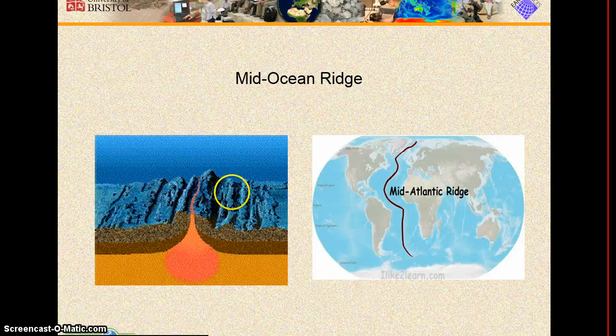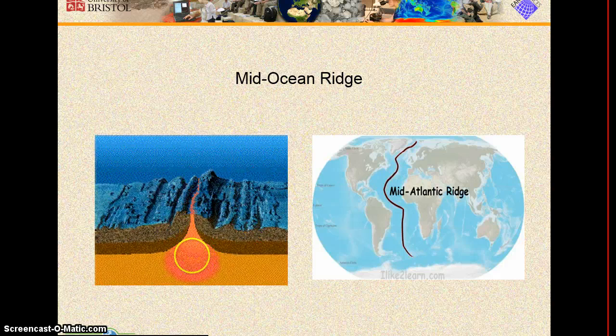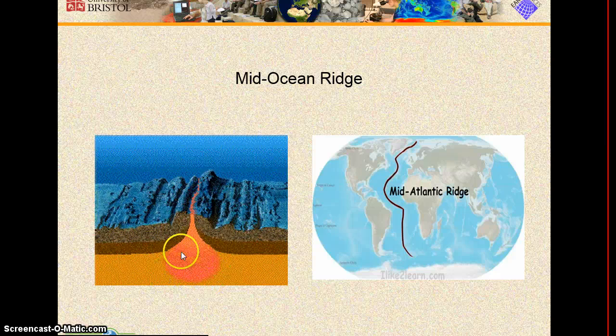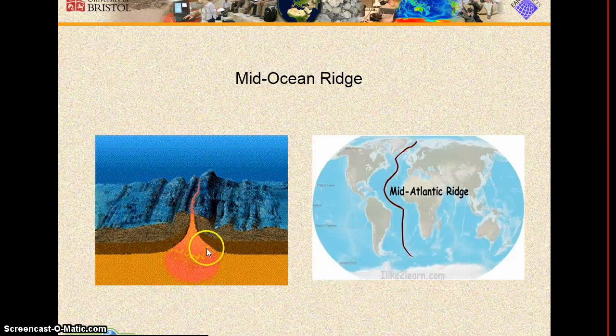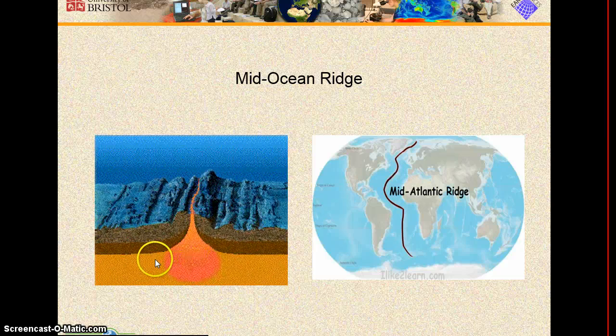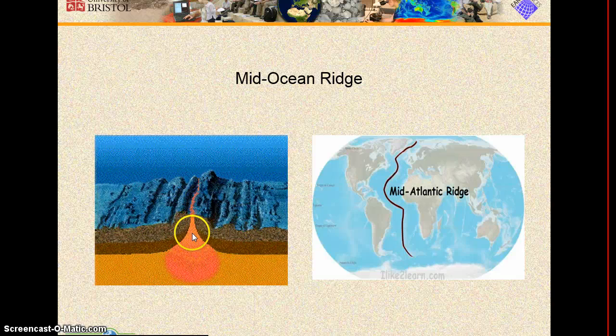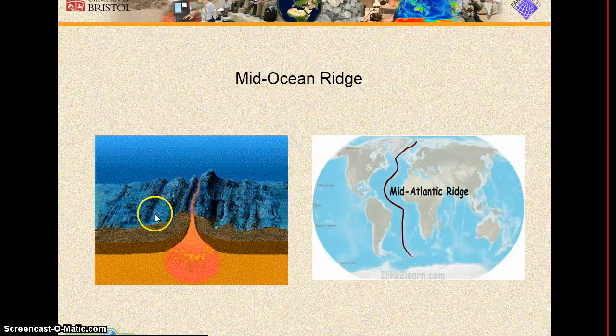All right, so here's our mid-ocean ridge example. You can see that down here, this is the asthenosphere in the mantle. Here's our crust. What happens is the magma pulls apart the crust. Magma will rise up through the crack and actually create these ridges, and the ridges move along.